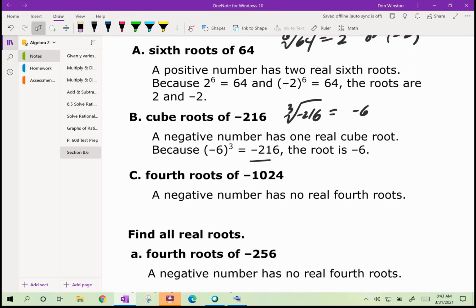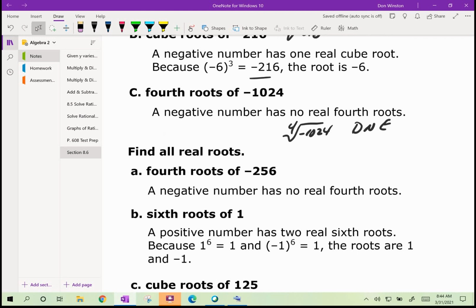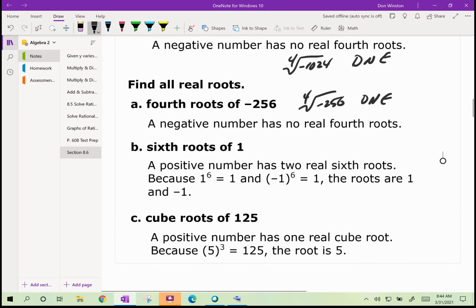And here, the fourth root of negative 1024 does not exist. You can't take the even root of a negative number. The fourth root of negative 256, again, does not exist. You can't take the even root of a negative number.